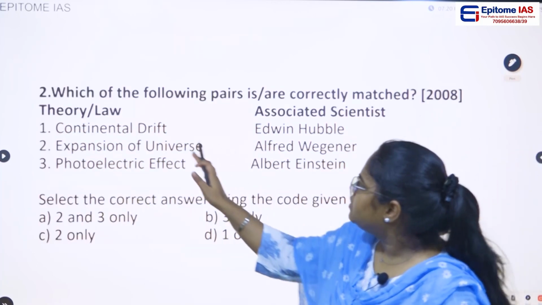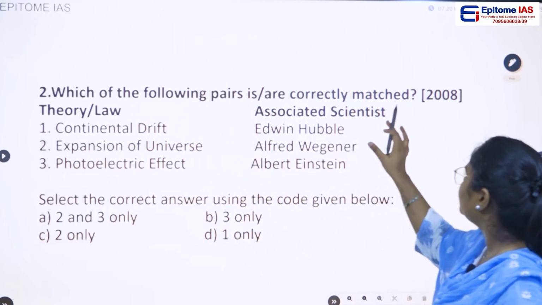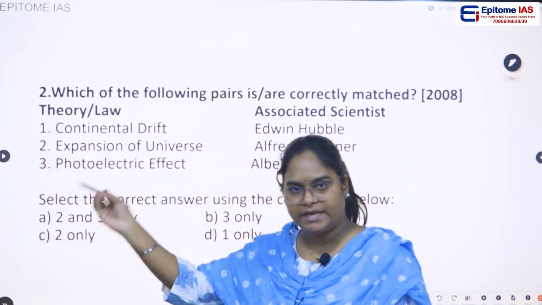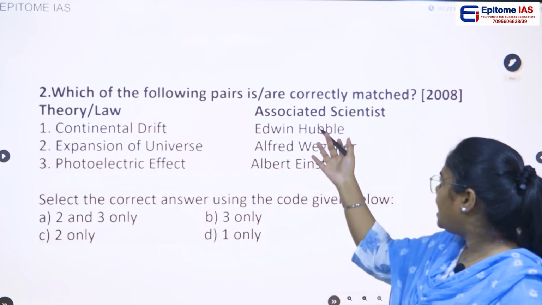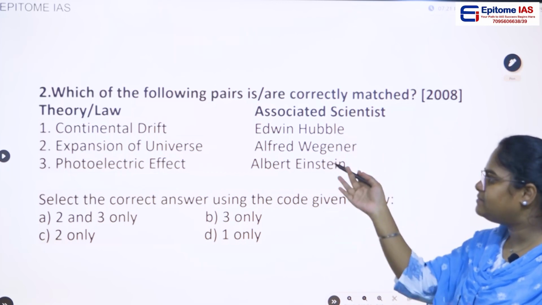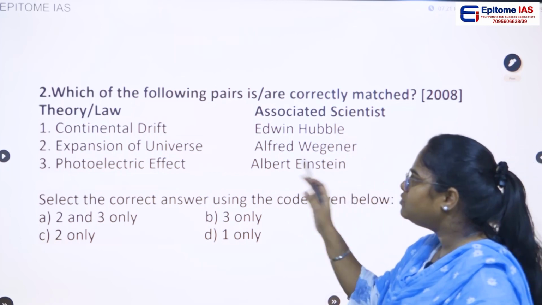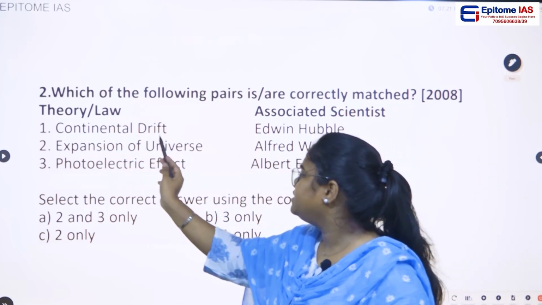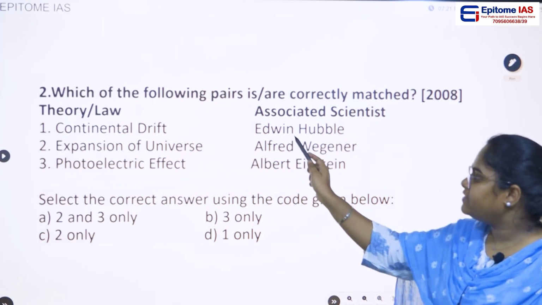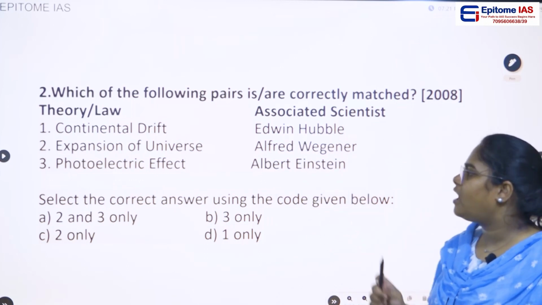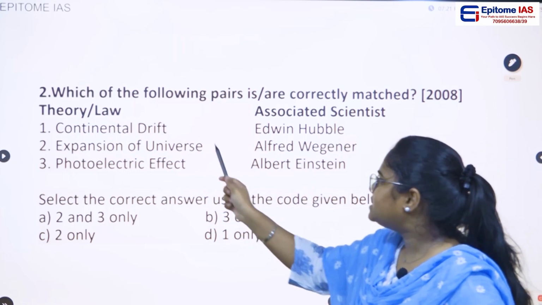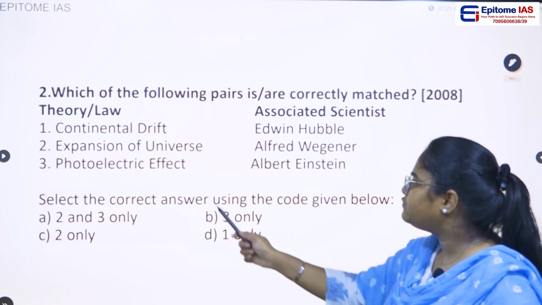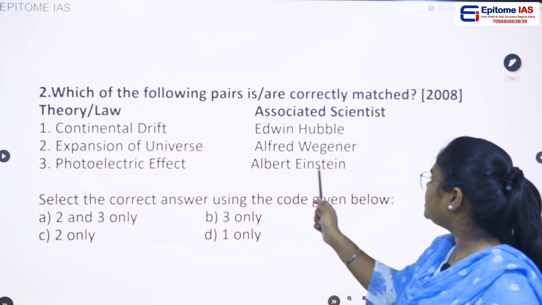So the next question: which of the following pairs is or are correctly matched? On this side they have given some of the theories related to physical geography, and the associated scientist names are given on this side. We have to check whether these are the correct pairs. The first pair is continental drift, related to Edwin Hubble. The second pair is expansion of universe, Alfred Wegener. The third pair is photoelectric effect, Albert Einstein.